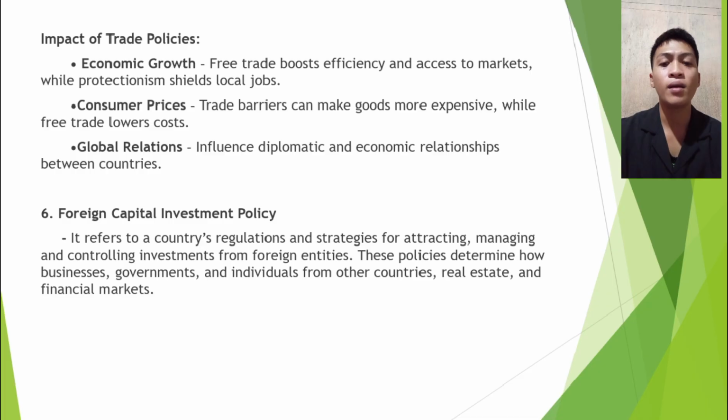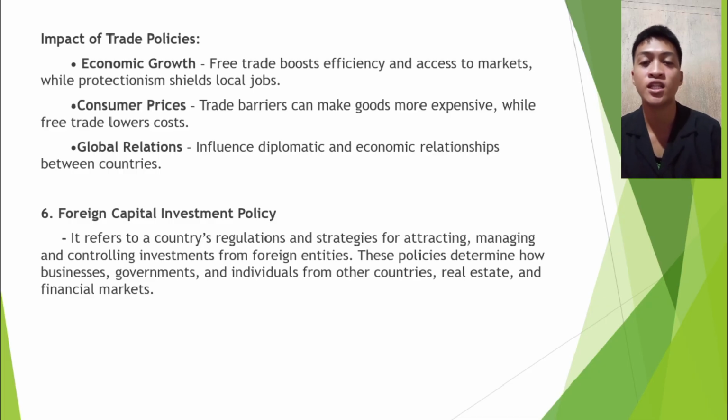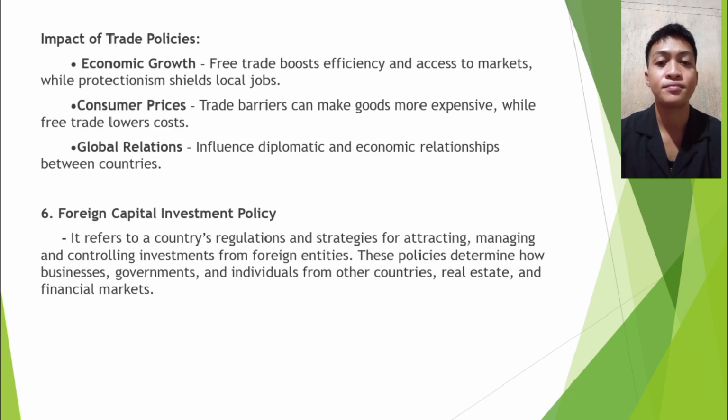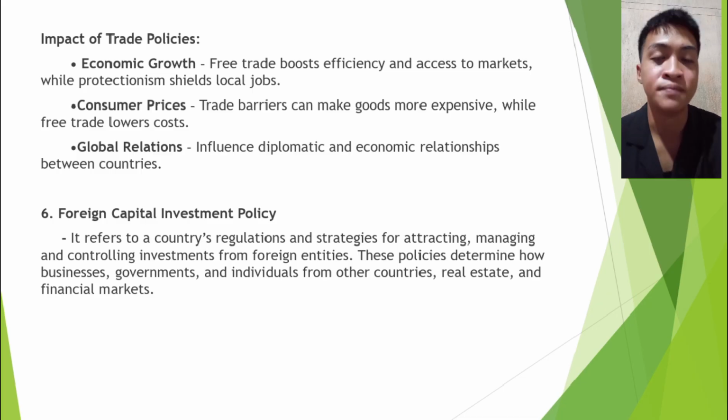And in global relations, trade policy affects how countries get along with each other. Trade arguments can lead to other countries fighting back with their own trade limits, which hurts everyone's economy. A trade war between the US and China is one example, where both countries impose taxes on each other's goods. And now, let's proceed to the foreign capital investment policy.